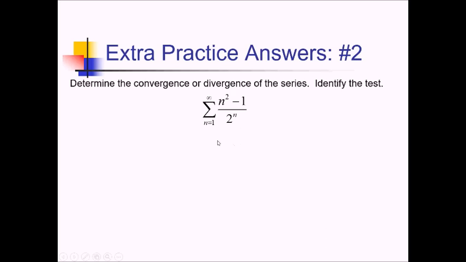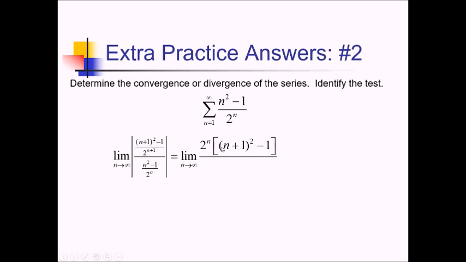So let me take the limit as n approaches infinity of the absolute value of the n plus 1th term over the nth term. So that's going to be n plus 1 squared minus 1 over 2 to the n plus 1, all of that over just the original nth term. Now, if I flip this, the 2 to the n is flipping upstairs, so we've got 2 to the n times n plus 1 squared minus 1 in the numerator. Denominator, we have the 2 to the n plus 1 and the n squared minus 1.